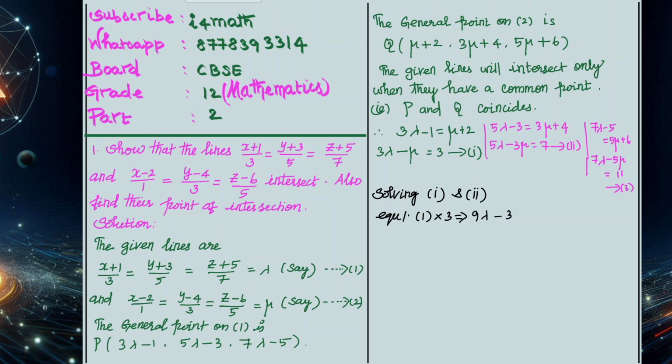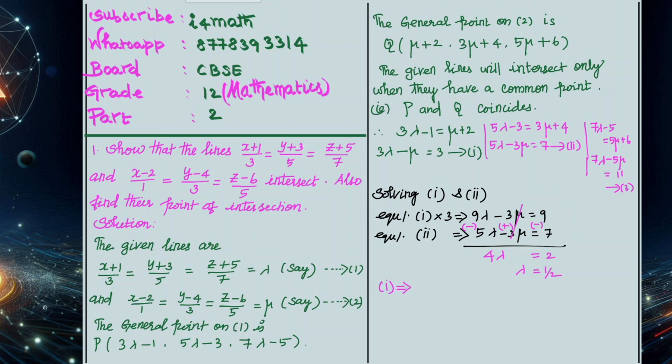So let's multiply equation 1 by 3. Equation 1 is 3 lambda minus mu equals 3. So 3 into 3 lambda, that is 9 lambda minus 3 mu equals 9. Equation 2 as it is I am writing: 5 lambda minus 3 mu equals 7. So change the sign and then add it. Minus 3 mu and plus 3 mu will get cancelled. So 9 lambda minus 5 lambda is 4 lambda, which equals 9 minus 7, that is 2. So lambda equals 2 divided by 4, that is 1 by 2.